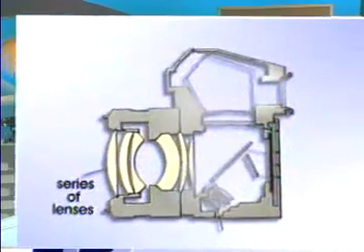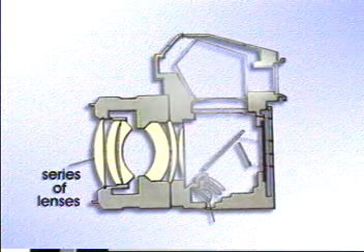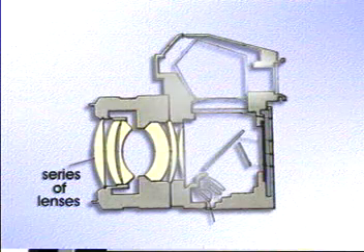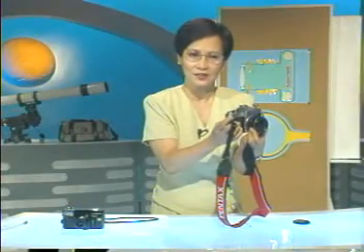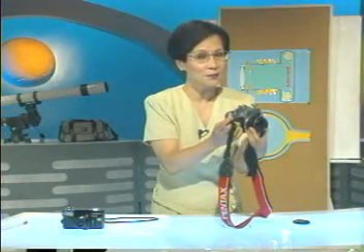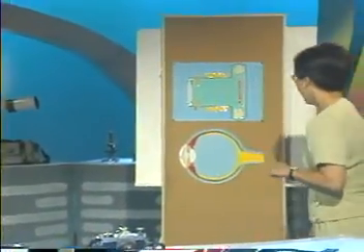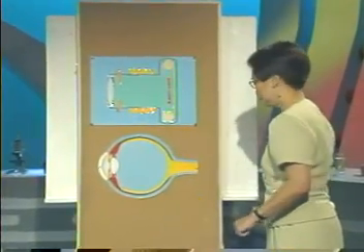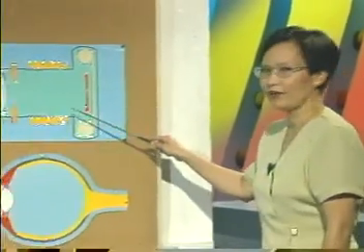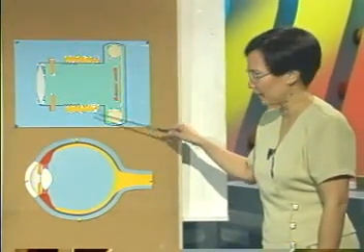The lens system of a camera consists of not just one lens, but several lenses to eliminate lens aberrations, such as a blurred image or an image with colored edges. But this lens system behaves like a simple converging lens. All right, let's now look at our diagram here.